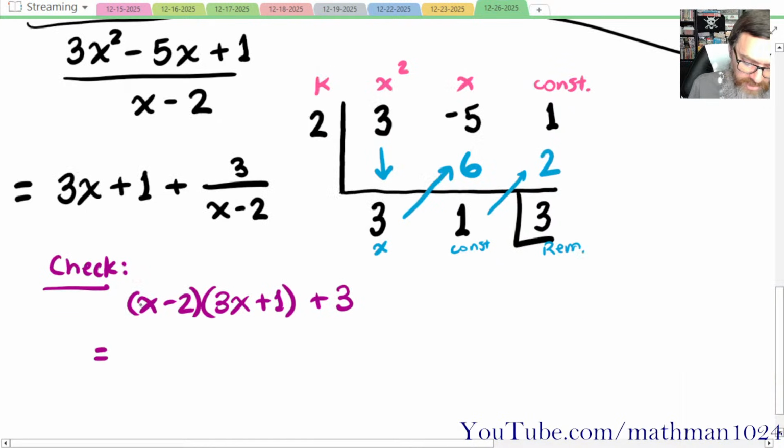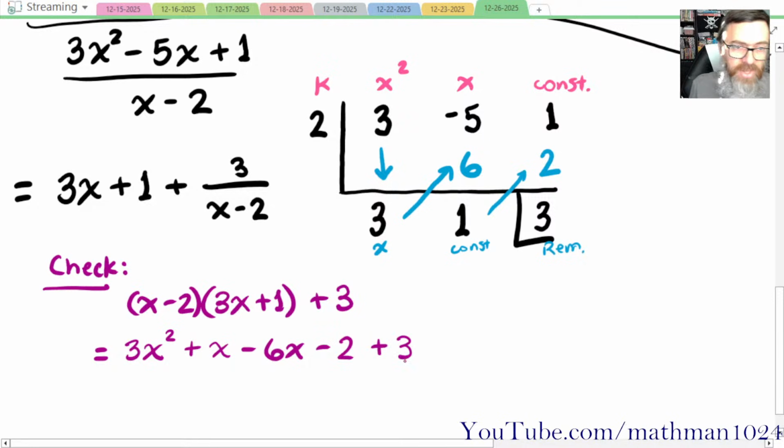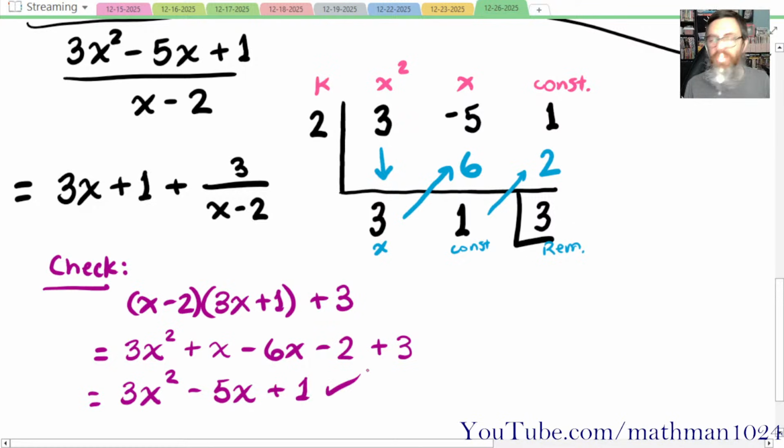So let's FOIL this. X times 3x is 3x squared. X times 1 is plus x. Then we distribute the negative 2. So negative 6x minus 2, and then there's a plus 3 that we bring down there at the end. Combining like terms, we have 3x squared minus 5x and plus 1. So everything checks out the way that it's supposed to. Perfect.